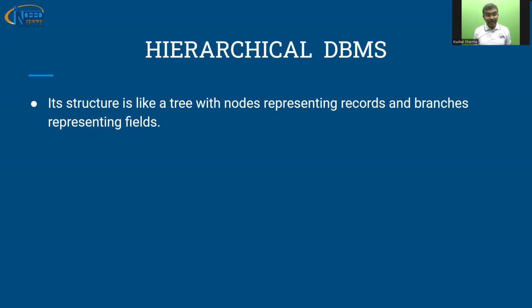So hierarchical DBMS is a structure like a tree. It has nodes representing the records. The root node would be there, then branches, then some more nodes, and at the end there will be leaf nodes. So nodes represent the records and branches represent the fields. That is how a hierarchical DBMS is constructed.